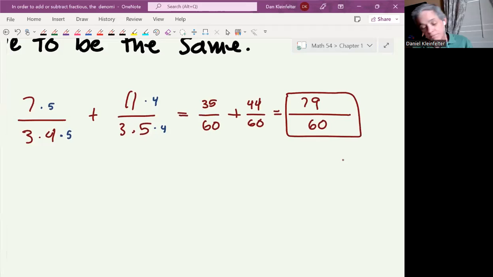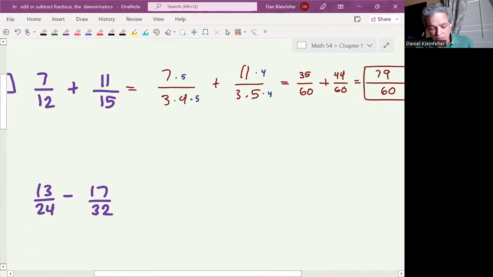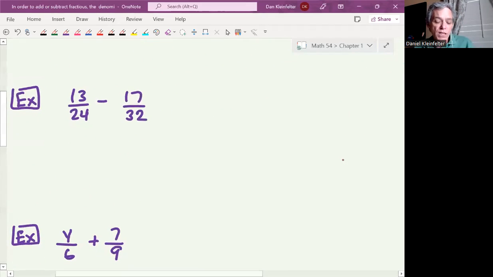And there's our answer. Okay, so here we've inserted the missing factors wherever they were needed. Okay, let's try another one. We have 13/24 minus 17/32. So for this one, again, if you think of what the LCD is, great. If not, we're going to take kind of a missing factor approach.